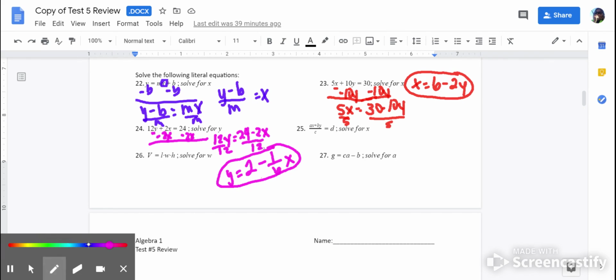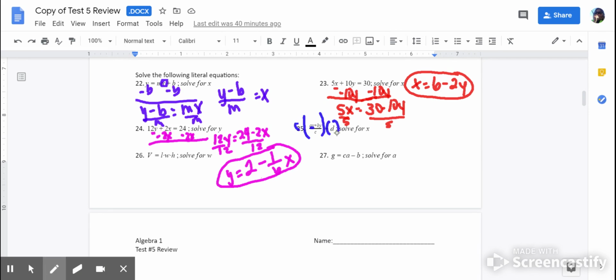For 25, we're solving for the variable x again. Notice I have this division bar. I'm dividing everything by c. So the first thing I need to do in the equation is multiply both sides of my equation by c. So I'm left with ax plus by, and then when I have c times d, it's just cd.